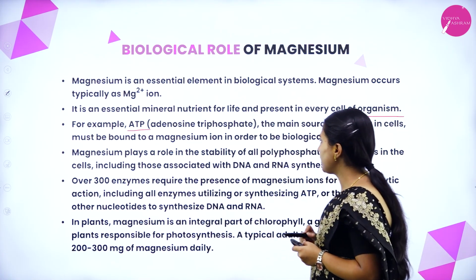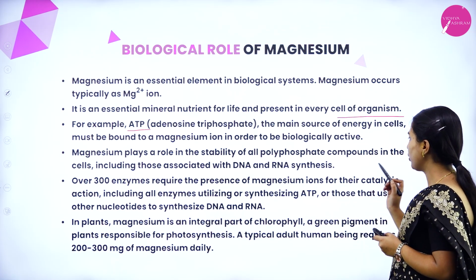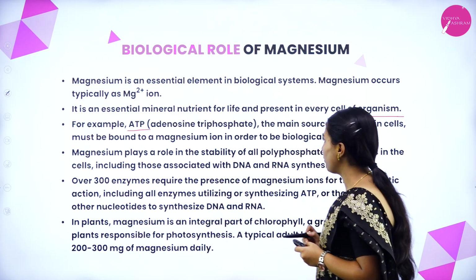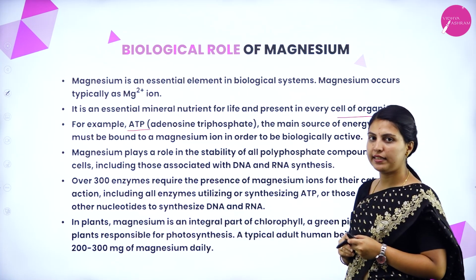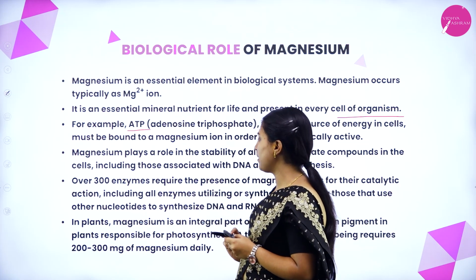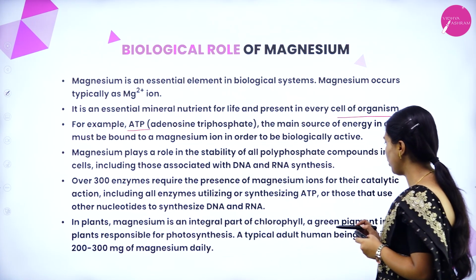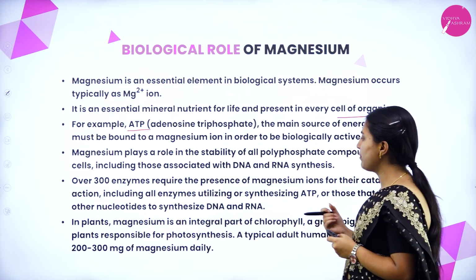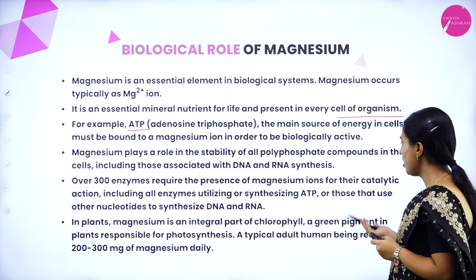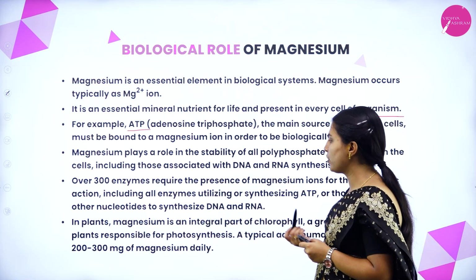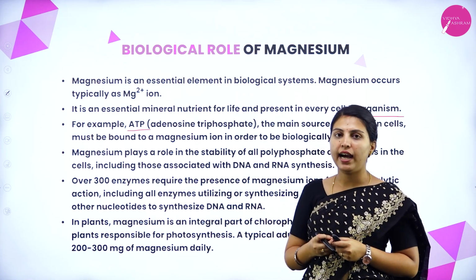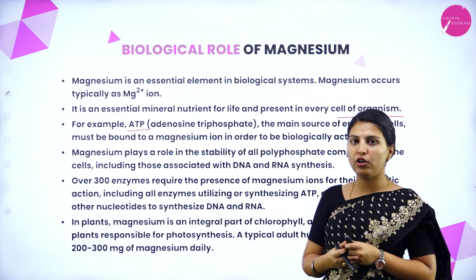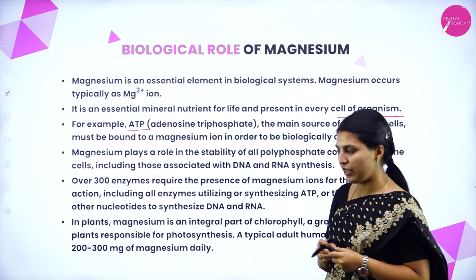Magnesium plays a role in the stability of all polyphosphate compounds in the cells, including those associated with DNA and RNA synthesis. Over 300 enzymes require the presence of magnesium ions for their catalytic action, including all enzymes utilizing or synthesizing ATP or those that use other nucleotides to synthesize DNA and RNA. For enzyme action also, in the DNA and RNA synthesizing also, magnesium is very much essential.